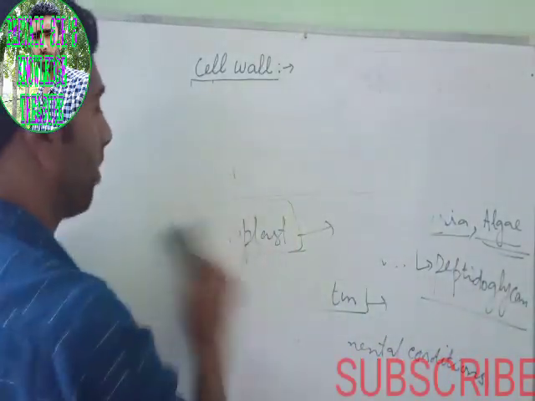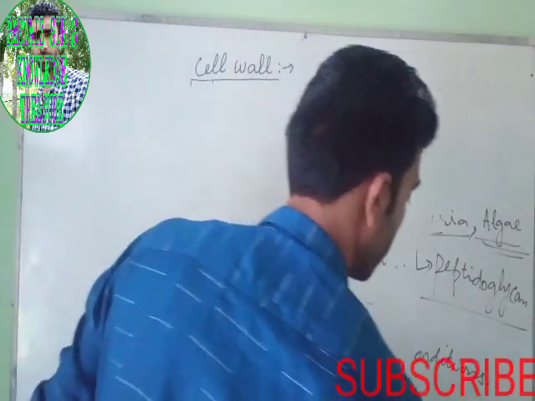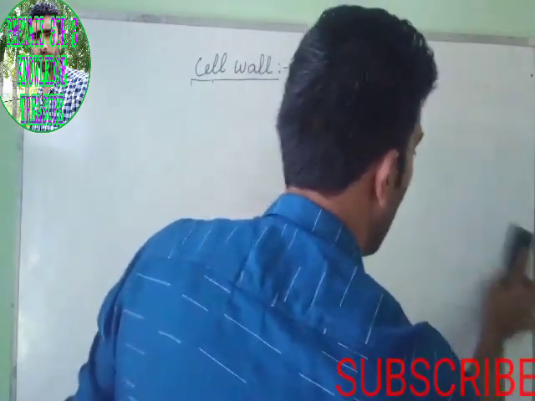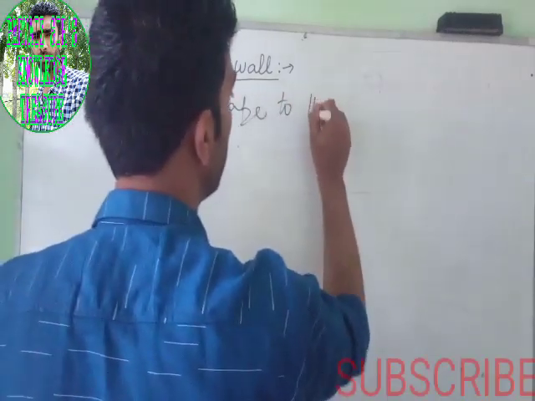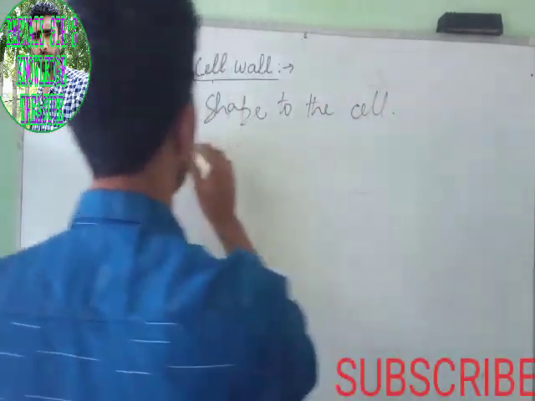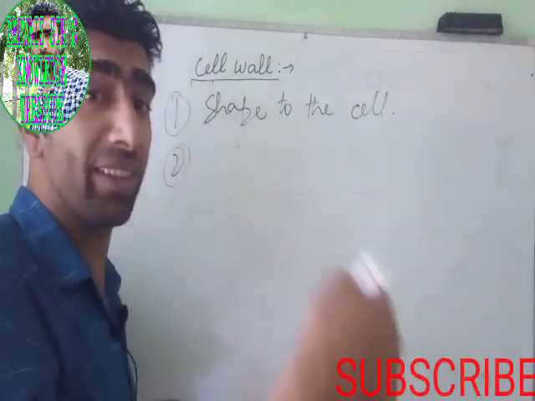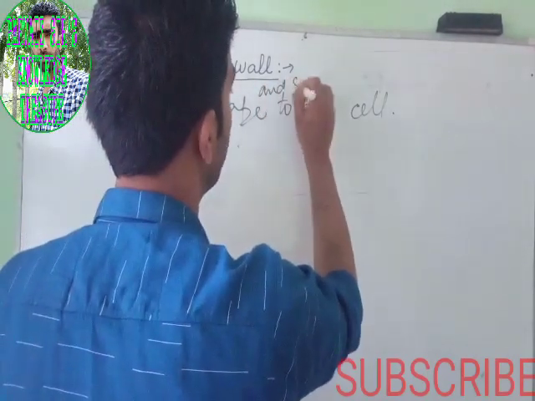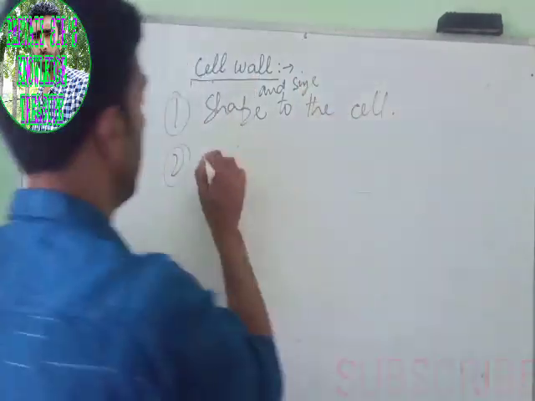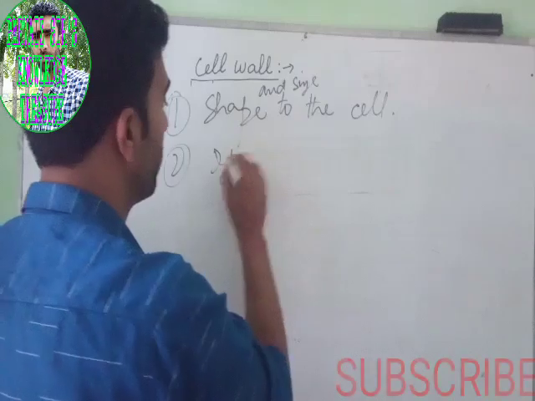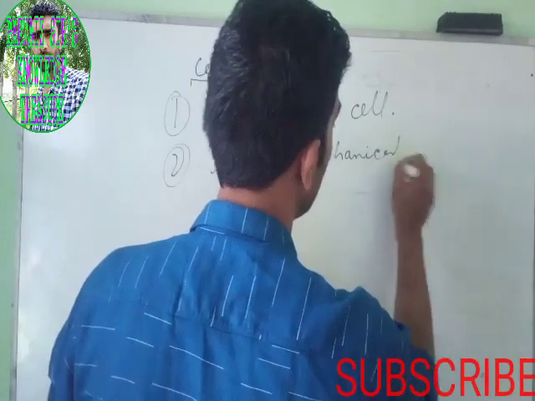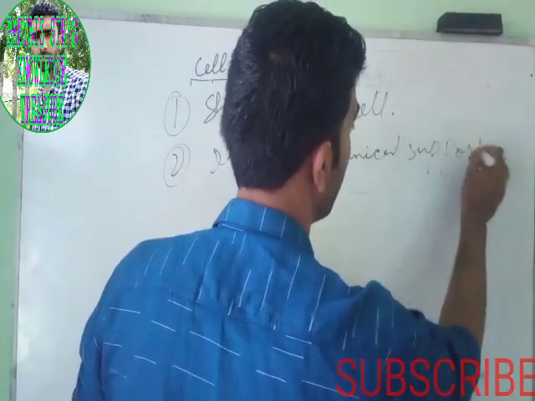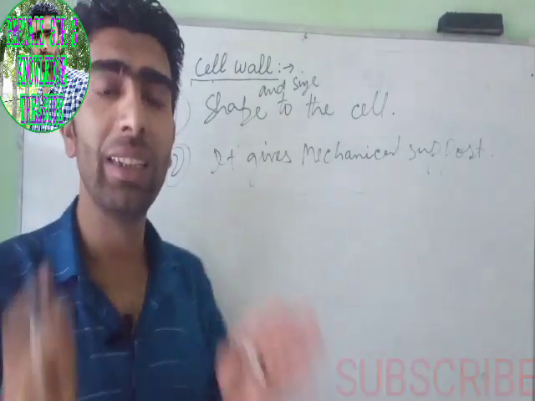Now, functions of cell wall. Number one, cell wall gives shape and size to the cell. Number two, it gives mechanical support to the cell.